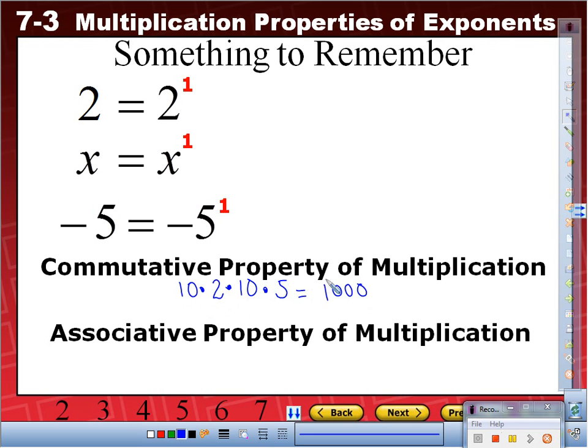Okay. So the commutative property of multiplication says that no matter the order that you multiply these numbers, if there's multiplication throughout, the value or the product doesn't change. So check this out. I'm going to change this 10 here and the 2 here. So it becomes 10 times 10 times 2 times 5. And let's see if the product changes. Let's see. What is 10 times 10 times 2 times 5? It didn't change. So therefore, that's the commutative property of multiplication.